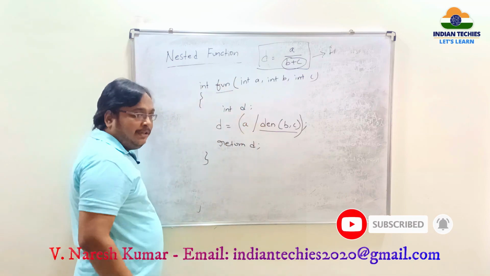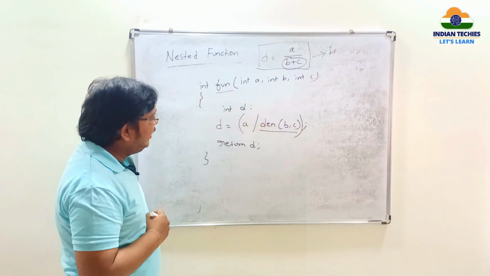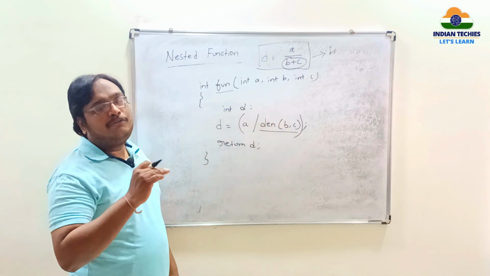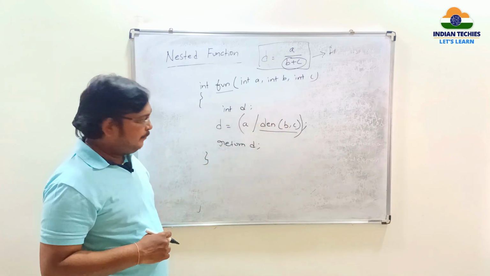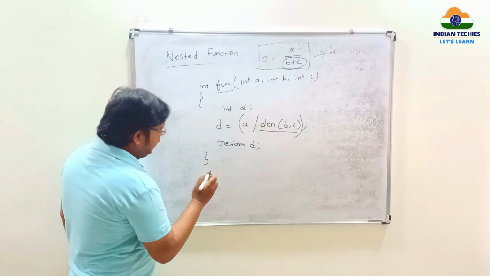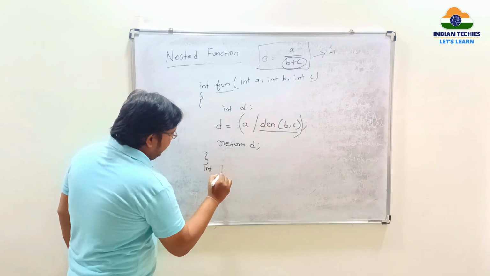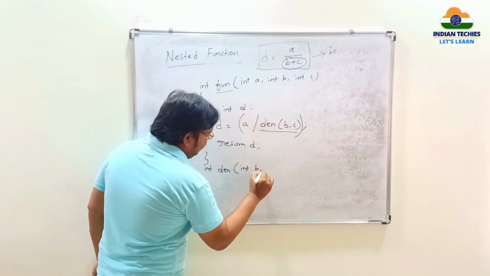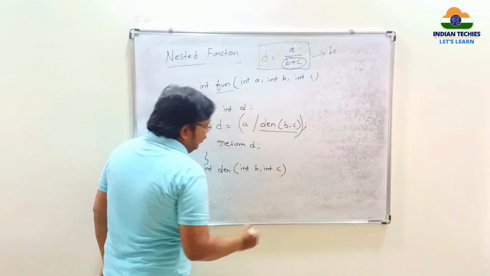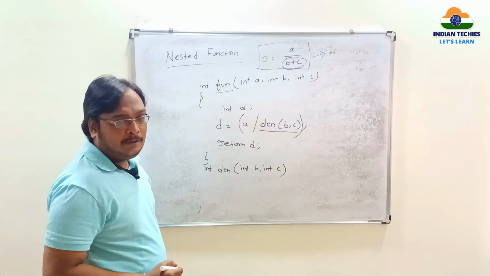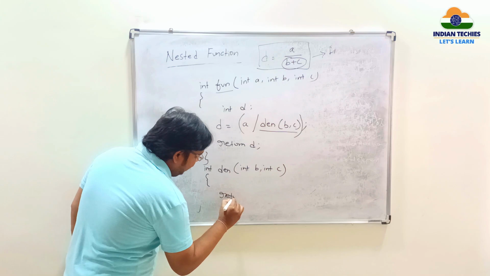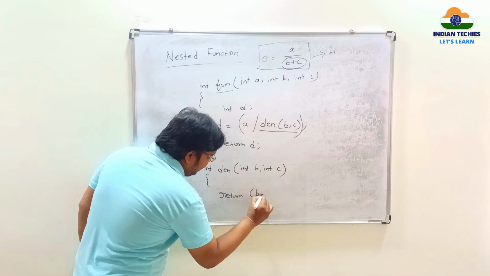This is the fun function. Now one more function that we are pending with is den of b comma c. How is this function being executed? For example, see here: int den. Here also I have declared 2 variables. The same names I am declaring to avoid problems. So simply I can write it like return, within the brackets, b plus c.